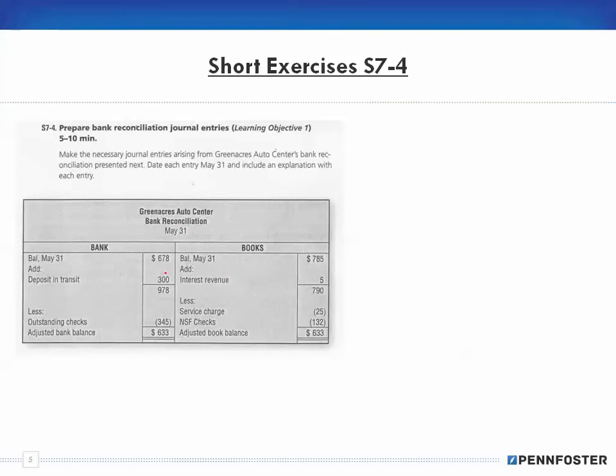Okay, so here's the bank reconciliation. And remember, we have the balance here for our bank and for our books. And since we're comparing one with the other, we find that on our books, we have an entry here for $5. We have an entry here for $25 and for $132 that were on our bank statement that were not put on our books. So we have to put them on our books.